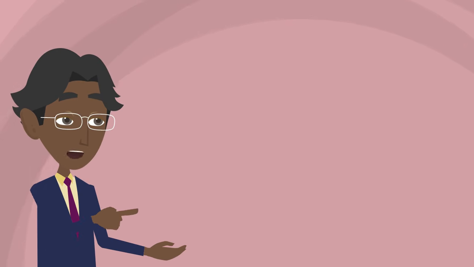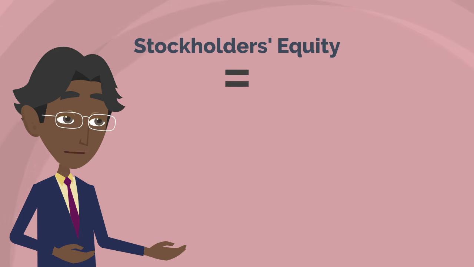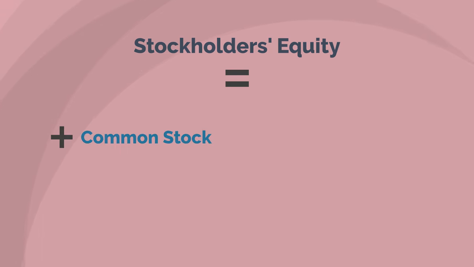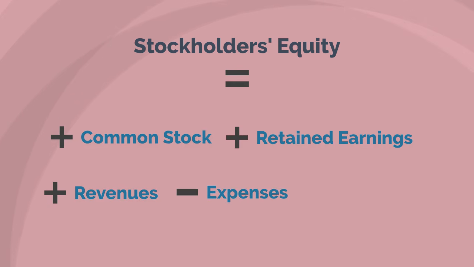But remember, the basic accounting equation has one last component: stockholders' equity. Here's the composition of stockholders' equity. Add common stock, add retained earnings, add revenues, less expenses, less dividends.